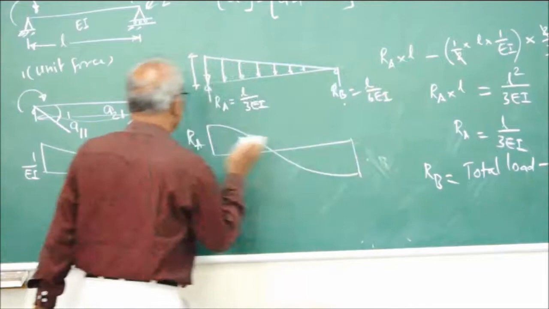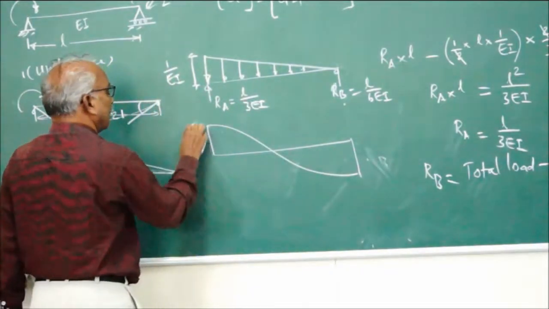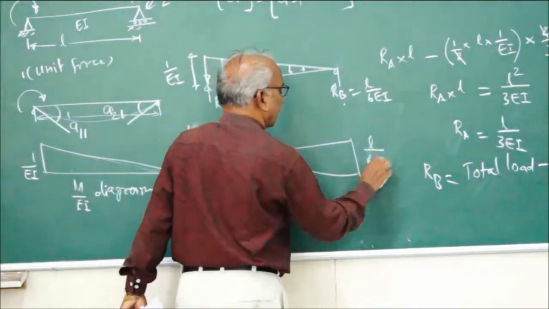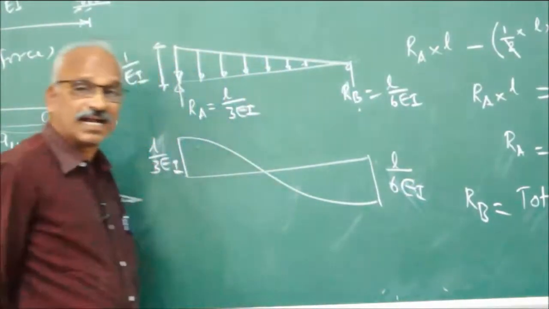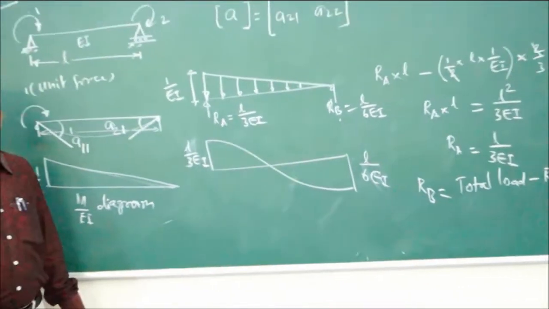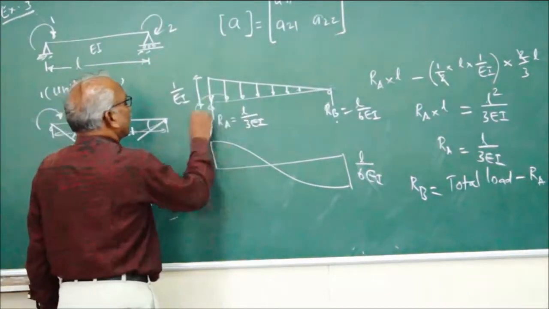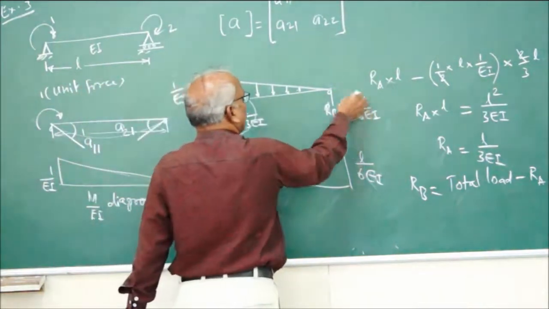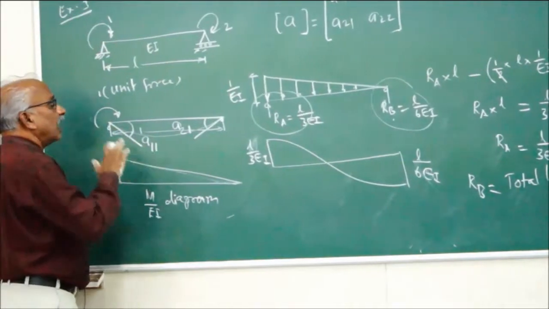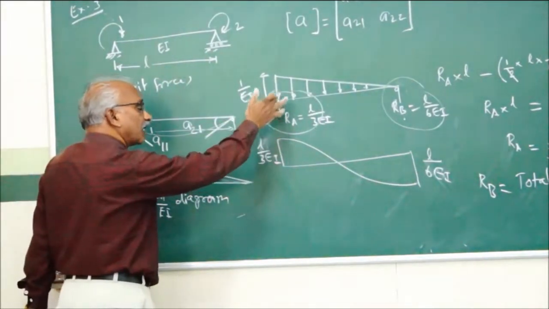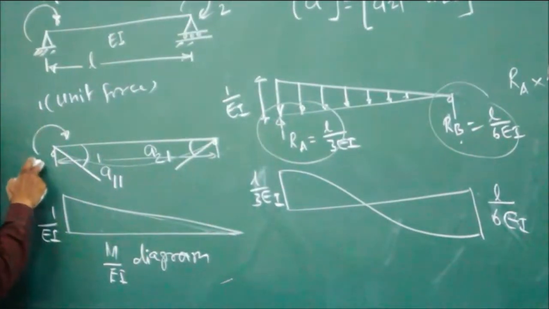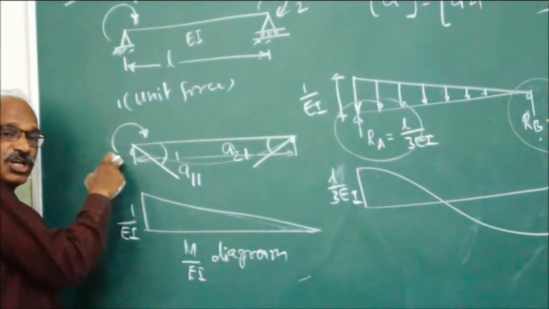This is L by 6EI, this is L by 3EI, L by 6EI. Of course, here our objective is not to find out the variation. We want the shear force here. So, the shear force at the left support of the conjugate beam will give you the slope of the corresponding section of the original beam.